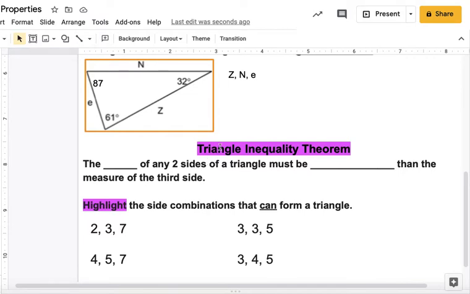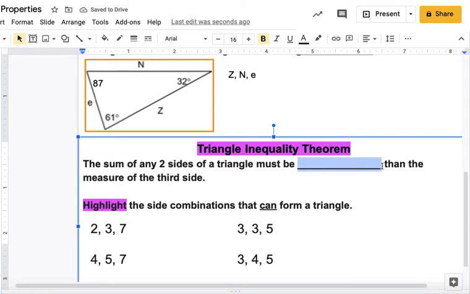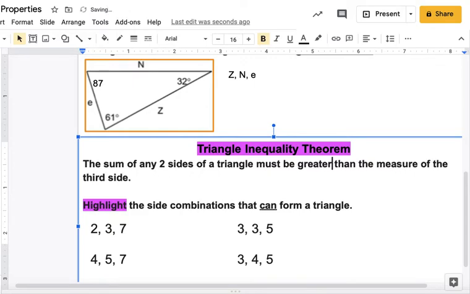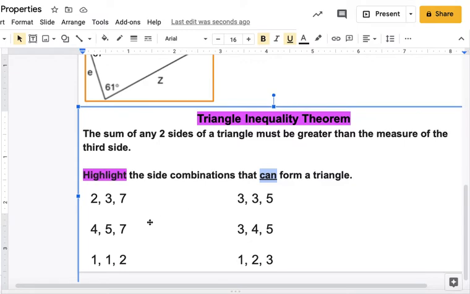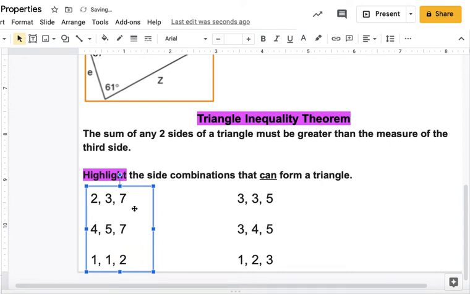Finally, our triangle inequality theorem says that the sum of any two sides of a triangle must be greater than the measure of the third side. We want to highlight the side combinations that can form a triangle. Okay, and we remember, when we're checking to see if it'll make a triangle, adding the smallest sides is the most helpful to us.